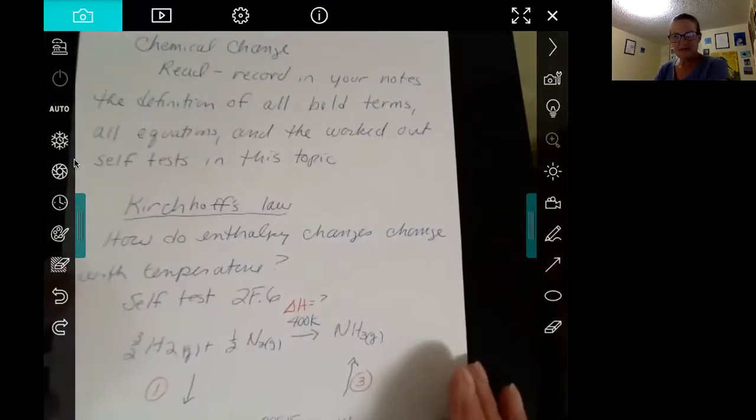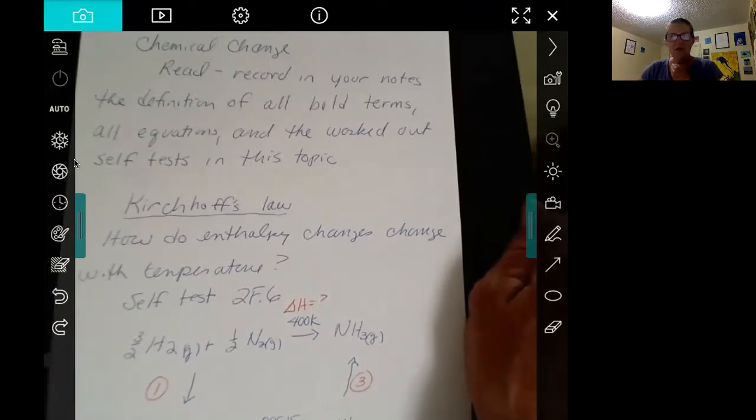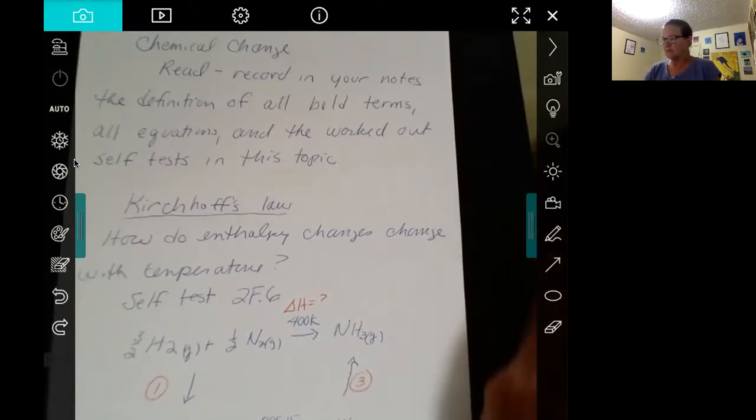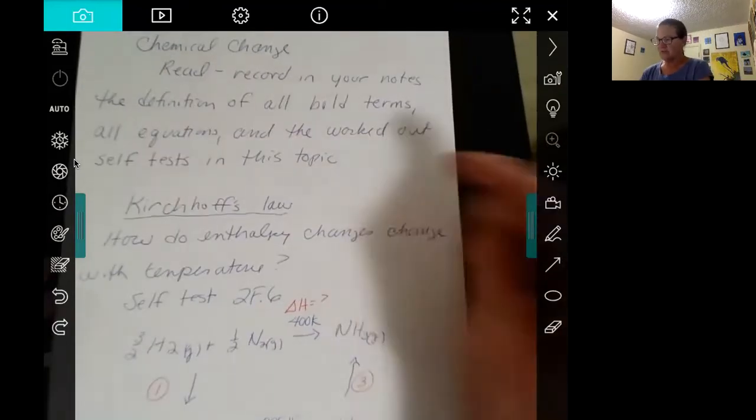I want you to read this topic really carefully. And as you read it, record in your notes the definition of all terms that are in bold, put in all equations and explain what they're used for, and then do all the worked out self-tests. We'll probably take class time to do this, but I'll see where we're at and what other things we're doing as we finish up this focus, but probably we'll do that in class time.